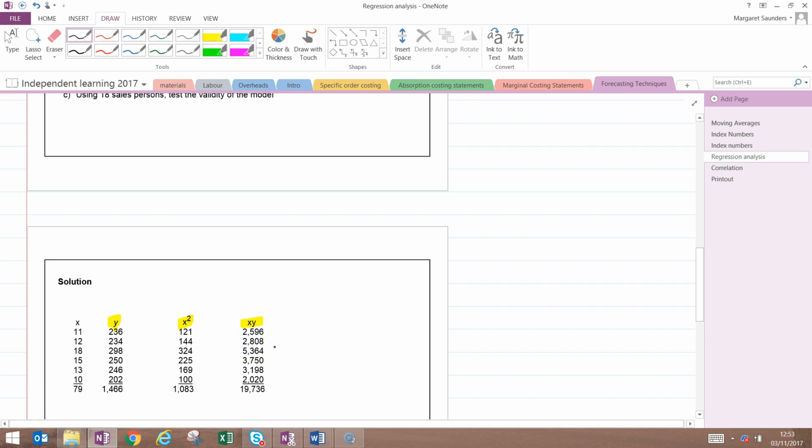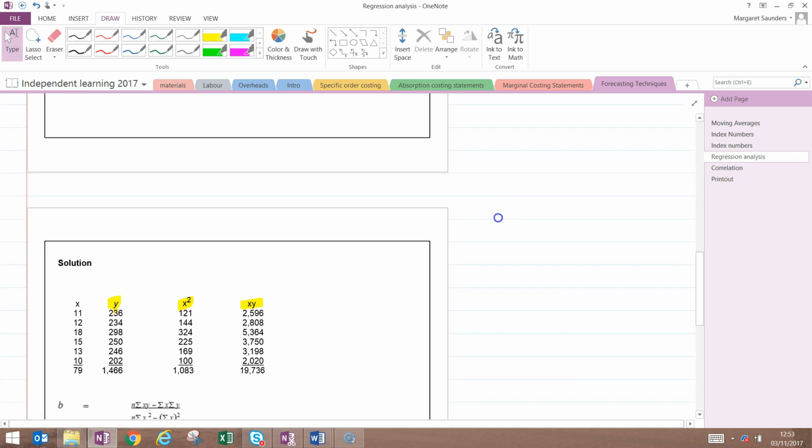We then total these four columns. So we've got the total of X, Y, X squared, and XY. And the symbol for a total is sigma, which is used in the equation. So we now have all the information that we need to work out the values of a and b.